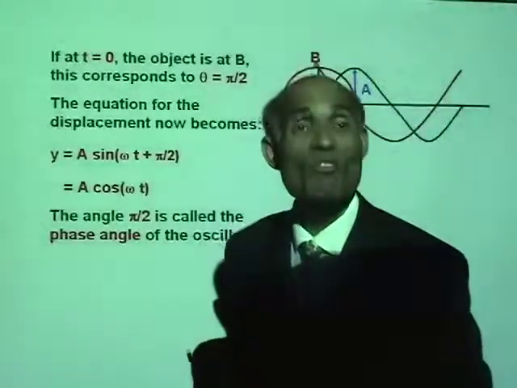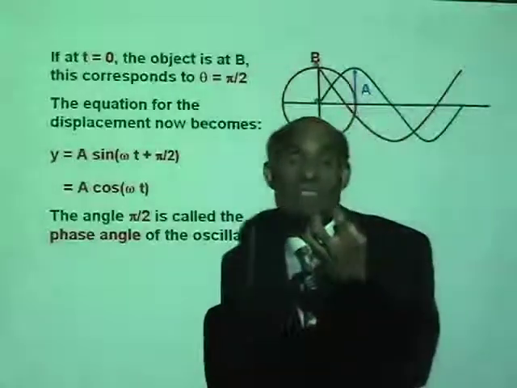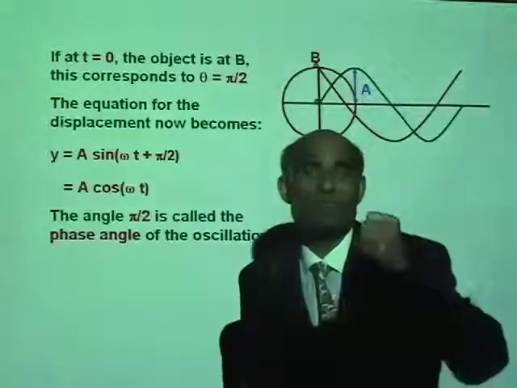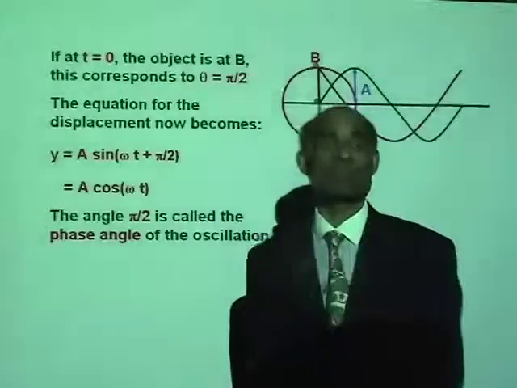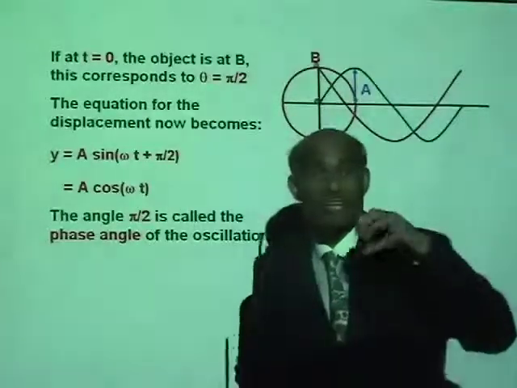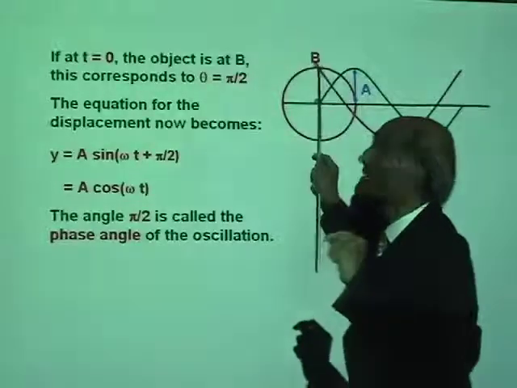What is the meaning of phase? P-H-A-S-E. Phase tells you where exactly the object is when you start your clock. You see, if theta equal to pi by 2, it tells you directly that when you start the clock, the object is at B.